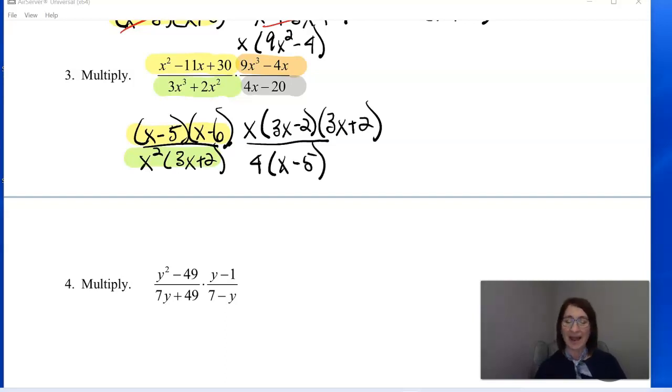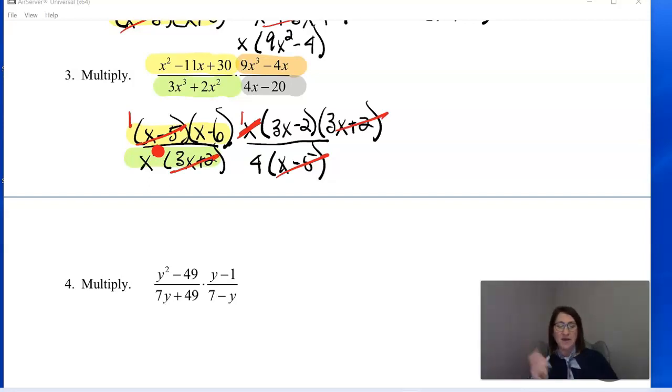Okay, so as we reduce now, I've got the x minus 5s that reduce to 1. I don't have any x minus 6s in the denominator, but I can take this x and take out one of those x's, okay? And that leaves us with 1. And then the 3x plus 2.